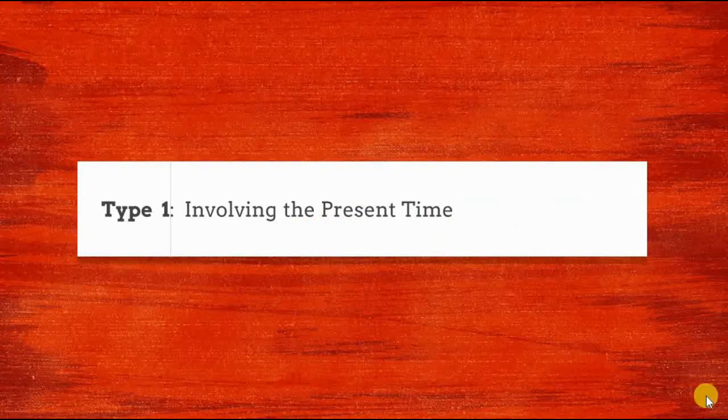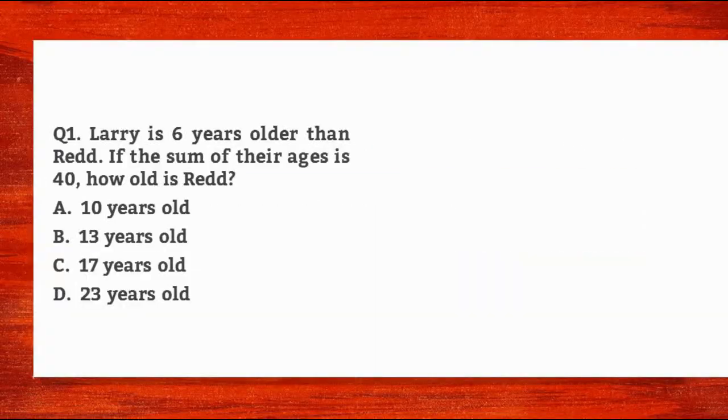So let us take a look at age problems that involve the present time only. For question number 1, Larry is 6 years older than Red. If the sum of their ages is 40, how old is Red?